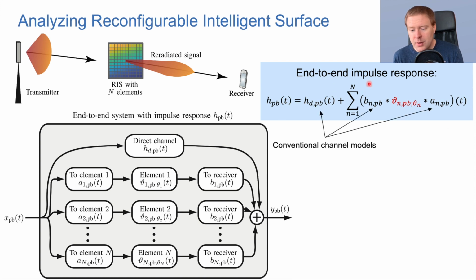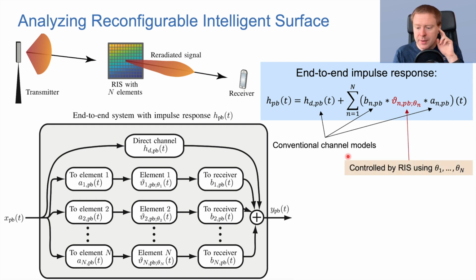And the black ones here are the conventional channel models, and any impulse response that is describing a communication channel can be applied to them. Well, the important thing here is that the ones in the middle here that are describing what is going on within the surface, these are the ones that we can control, and I have written theta n here, or theta 1 to theta capital N, are our control variables that can be utilized in order to change the behaviors of the surface.